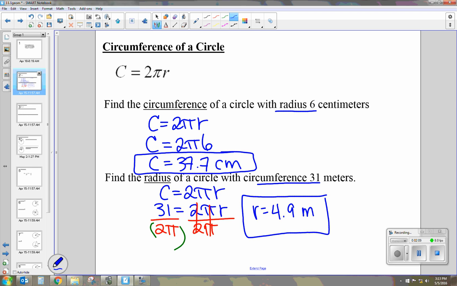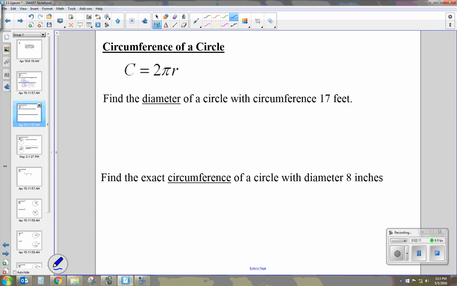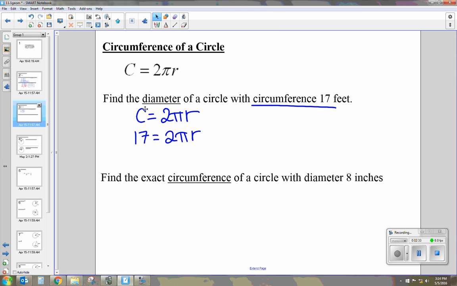Okay? We have a couple more questions using the circumference formula. This time we're finding the diameter of a circle with a circumference of 17 feet. So we can use the formula C equals 2 pi r. They give us circumference, which is 17. So we plug in 17 for C. 17 equals 2 pi r. So we can solve for r, which is dividing by 2 pi.